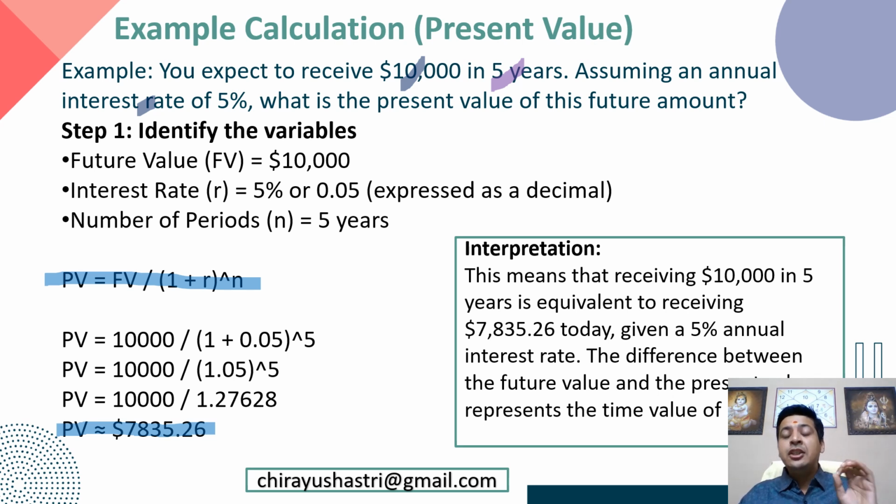So what does this present value mean? How will you identify how this present value will be helpful? This means that receiving $10,000 in 5 years is equivalent to receiving $7,835.26 today, given a 5% annual rate, the difference between future value and present value. So whether to take a decision or not, this is what we are expecting.